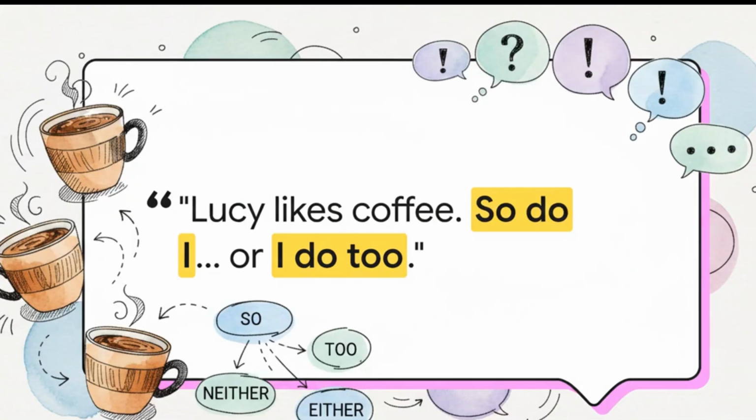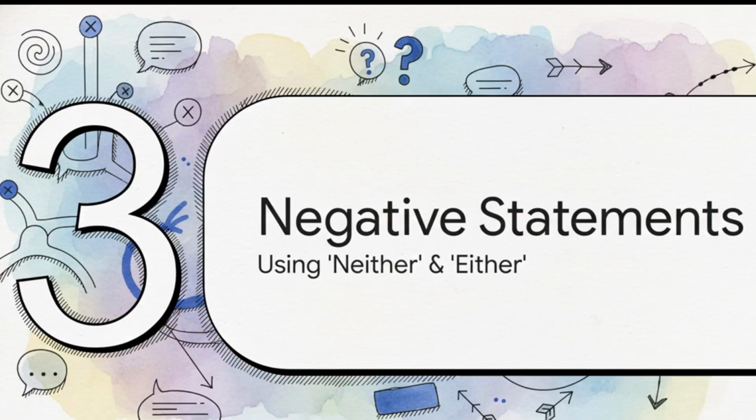And just to be super clear, both of these mean the exact same thing. So do I or I do too, they're basically just different ways of saying me also. So really, you can just pick whichever one rolls off the tongue easier for you. Okay, so we've got the positive side down.